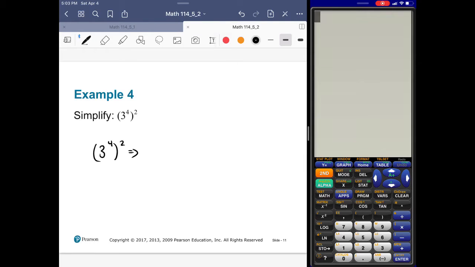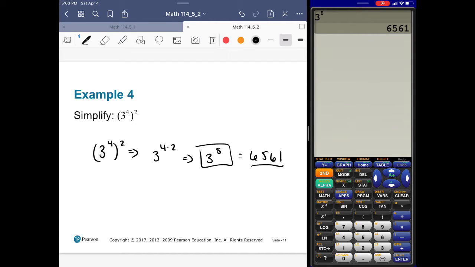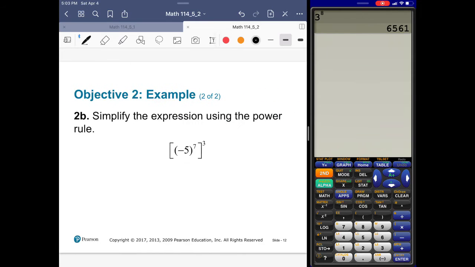This is 3 to the power of 4, to the power of 2. This becomes 3 to the 4 times 2, which equals 3 to the 8. And 3 to the power of 8, just 8, not 88, is 6,561.